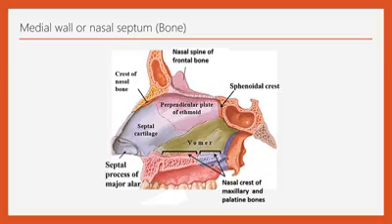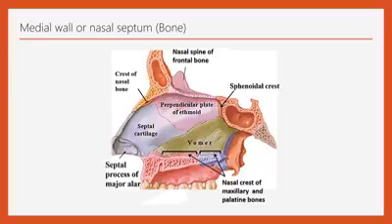Now if we see the bones of the medial wall, there are two major bones. They are the perpendicular plate of the ethmoid bone, which forms the anterior superior part of the nasal septum, and the second bone is the vomer.